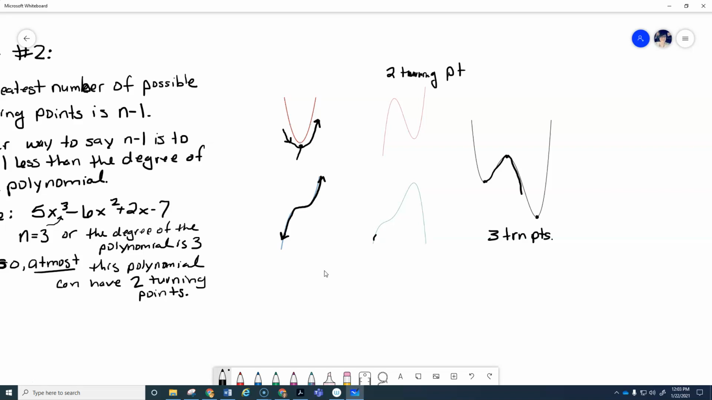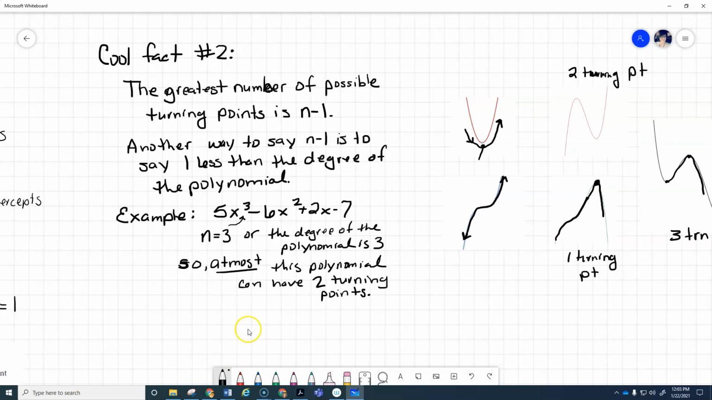Same thing is happening right here. We got a little wiggle going on, but it's not changing. We're going up the whole time. Now we're coming down. So this one right here only has 1 turning point. Okay, so now that you know what a turning point is, what is it about the equation of the polynomial that's going to tell you?